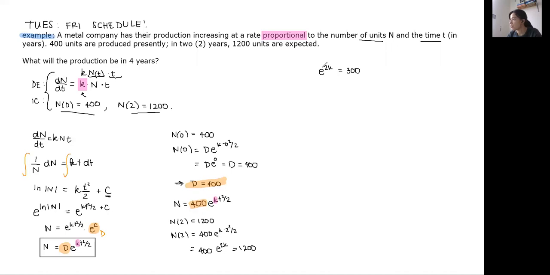And now I need to solve for k over here. When I'm solving for k, I have to be careful because I have k on the exponent of e, and so I need to find a way to solve for that exponent.